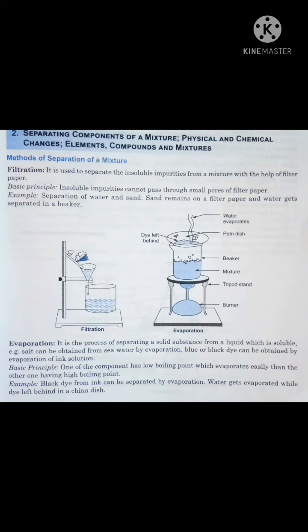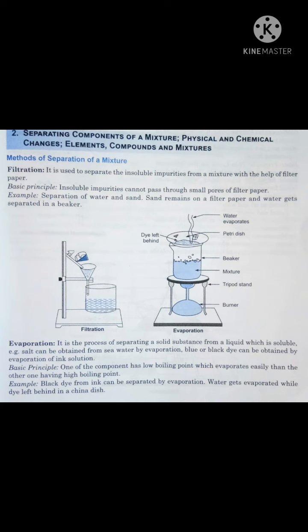What basic principle is used? Insoluble impurities cannot pass through the small pores of filter paper. Example: separation of water and sand. Sand remains on the filter paper and water gets separated in a beaker. You can see the picture here. Filtration: you see the filter paper in the funnel, then the beaker.